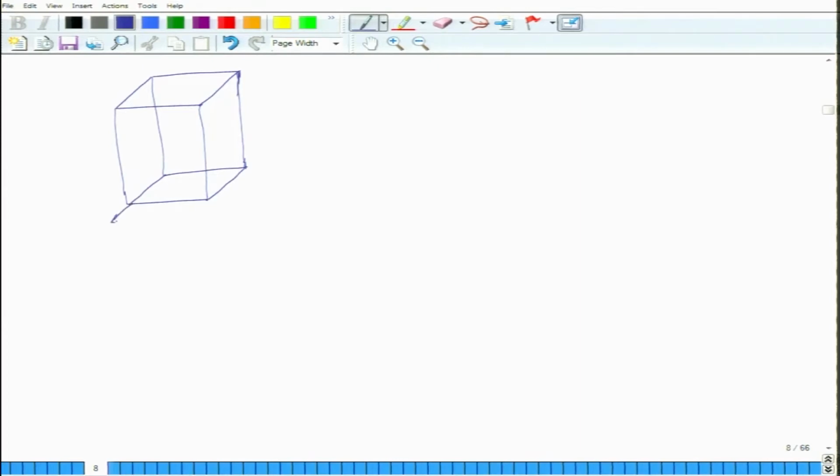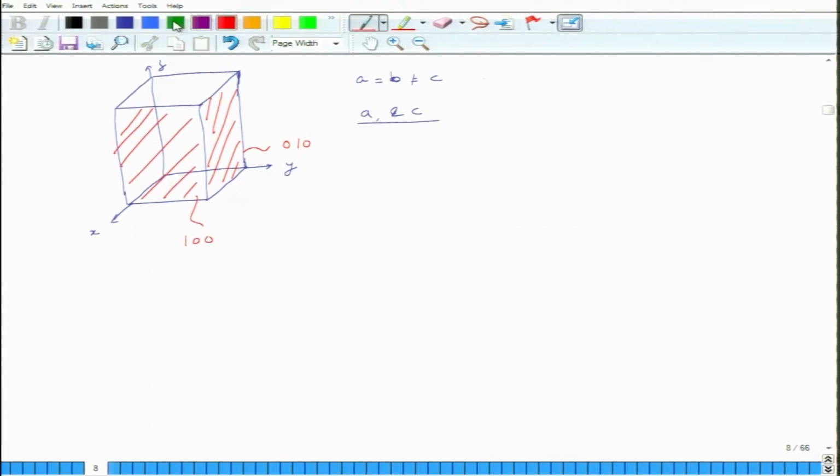Okay. So, this is a tetragonal system. Here A is not equal to C. So, A is equal to B is not equal to C. So, you have 2 lattice parameters A and C. Now, this face is 0 1 0, this is 1 0 0. Now, what is this? 0 0 1.